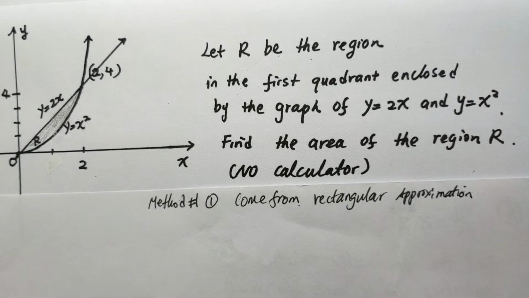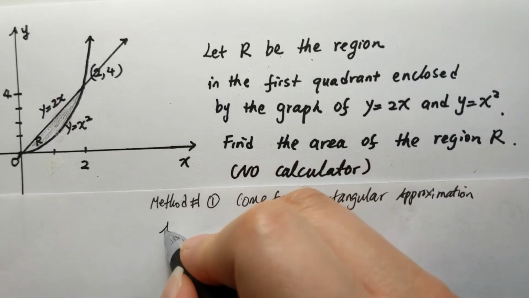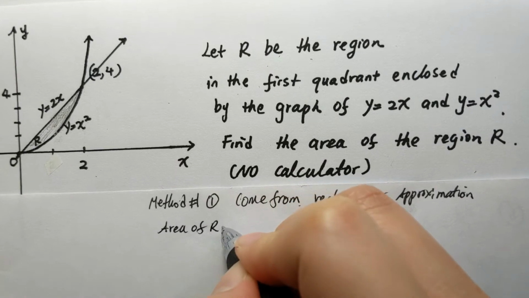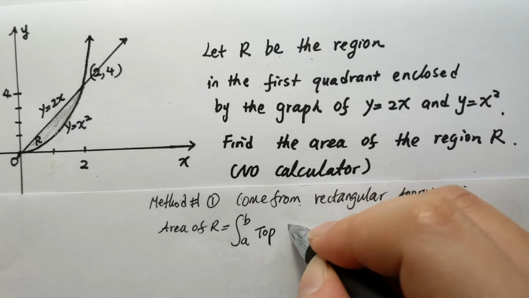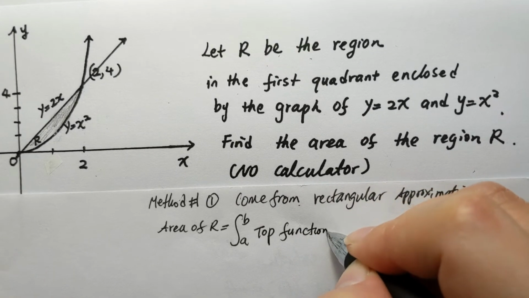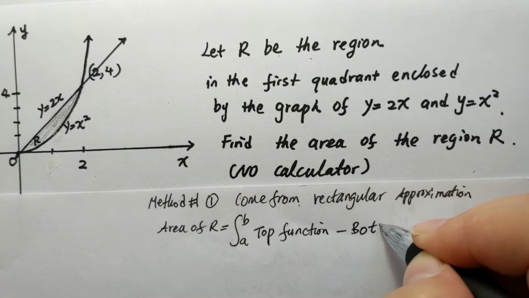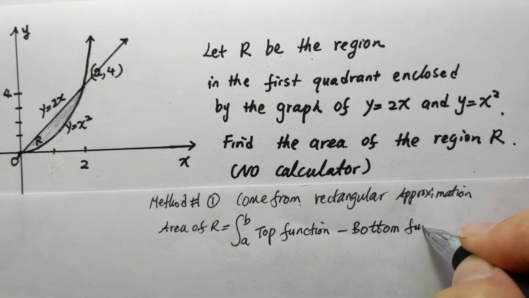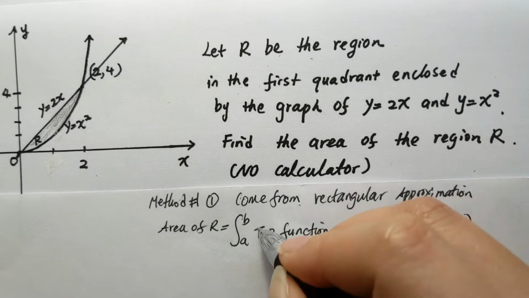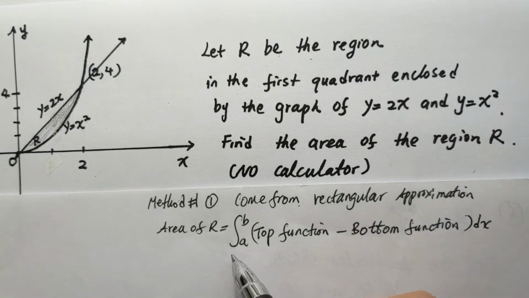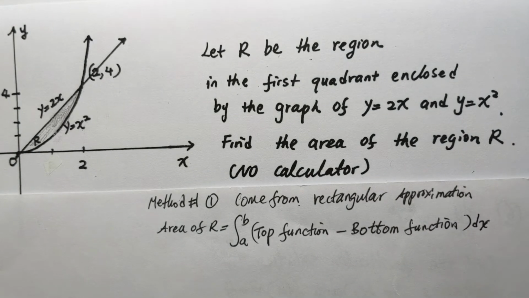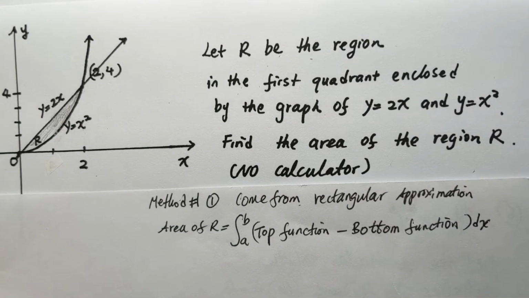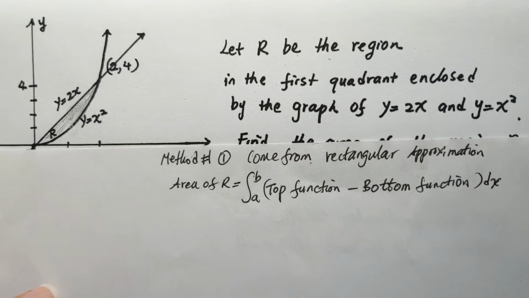Before I show you how this comes from rectangular approximation, I'm going to give the formula first. Integral a to b, top function minus bottom function dx. So this is going to be the formula. Now I'm going to derive this formula.